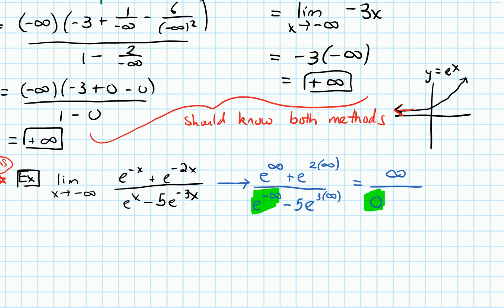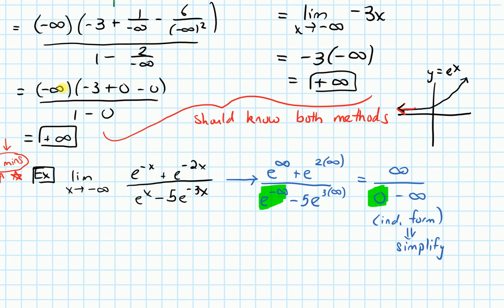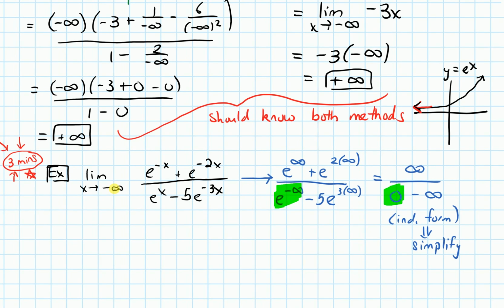And then after that, we have minus 5 times an infinitely large thing. So that's minus infinity. Okay, so overall we have infinity divided by negative infinity, and that's an indeterminate form. And that's what makes us need to simplify this. Okay, and it's an infinite limit because x is approaching negative infinity here.